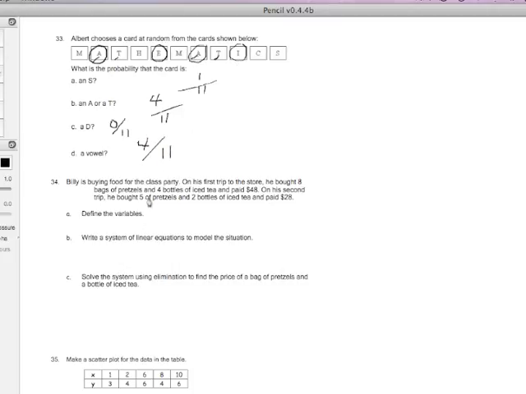Billy's buying food for the class party. On his first trip to the store, he bought 8 bags of pretzels and 4 bottles of iced tea. He paid $48. On his second trip, he bought 5 pretzels and 2 bottles of iced tea and paid $28. Define the variables.